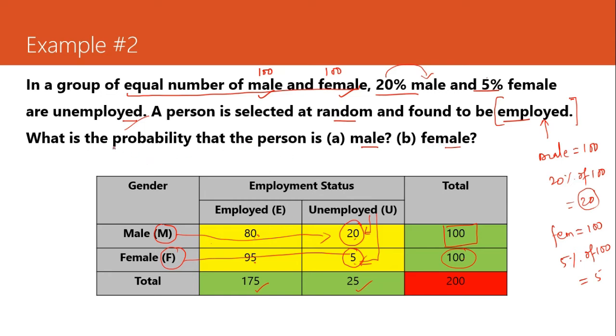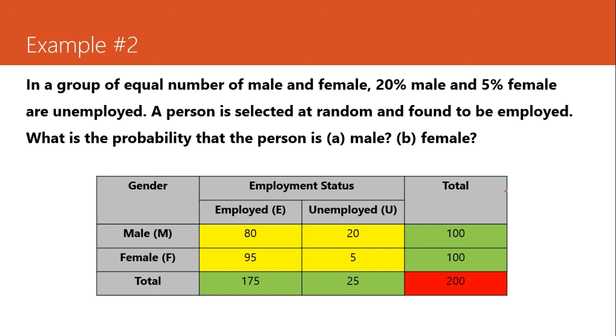What we need to figure out is: what is the probability that the person is male? First we need to figure out that the person is male, and the information already given to us is that the person is employed. So we need to figure out the probability of male, given that we already know the person is employed. This is the first thing. And in the second question, we need to figure out the probability that the person is female, given that she is employed. These are the two probabilities we need to calculate. So let us see how to calculate.